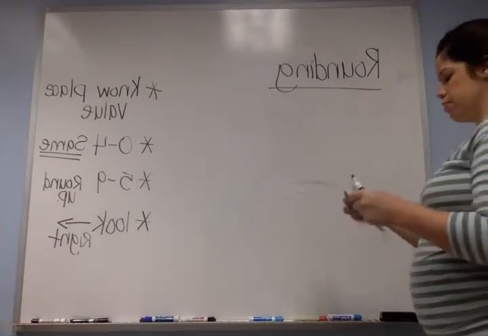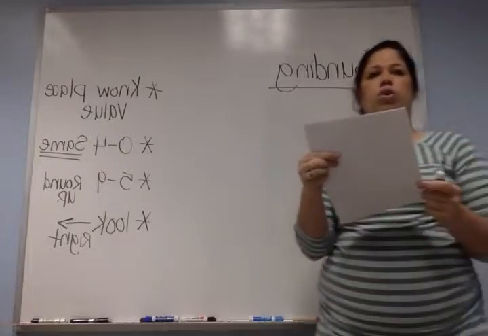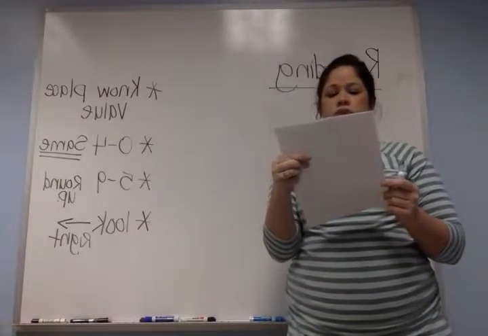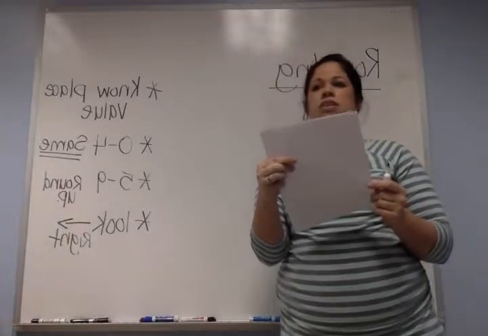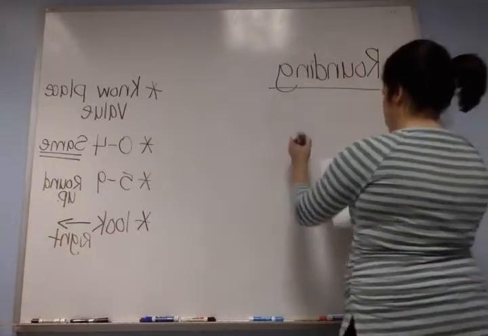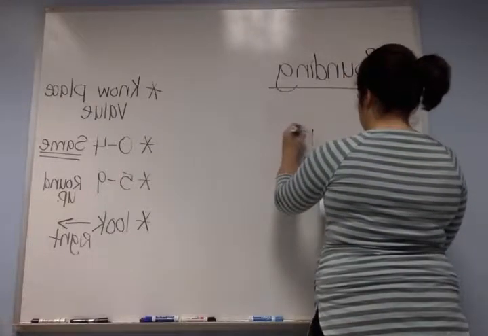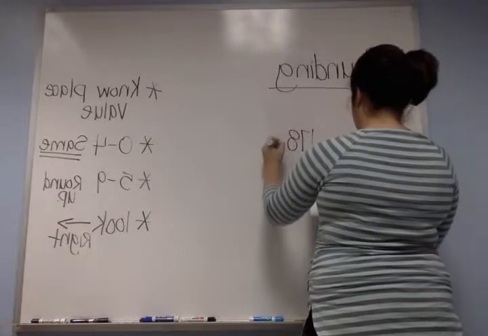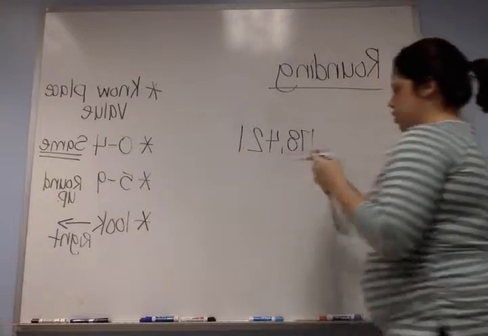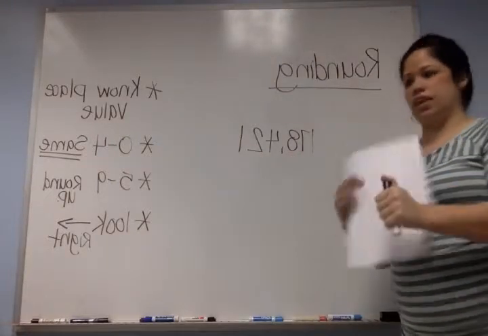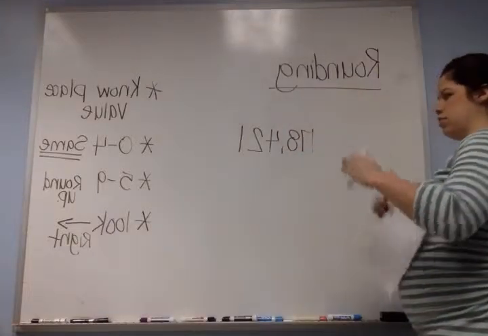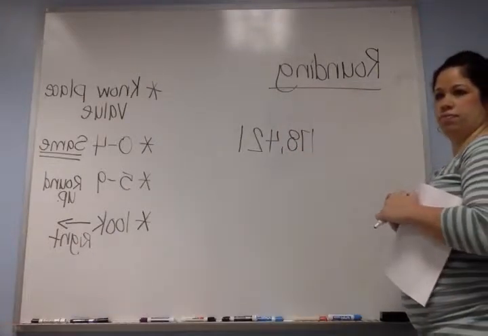Okay, your first one. Round the number 178,421 to the nearest 10,000. Okay, I'm going to write it on the board. You copy it. 178,421. It says round it to the nearest 10,000. So what do we need to do first? Find the 10,000s place. Who can tell me the 10,000s place?